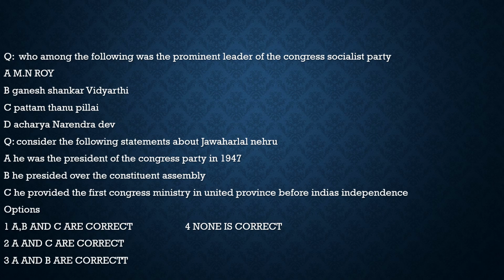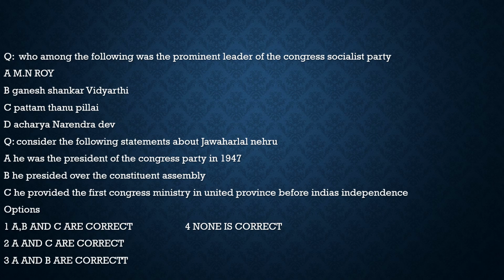Now let's solve it in a more conventional manner. The first part of this question says he was the president of the Congress Party in 1947. It is totally incorrect, as it was Acharya J.B. Kripalani who was the president in 1947. So statement 1 is incorrect. Coming to statement B, it says he presided over the Constituent Assembly. No, it was not him, but Dr. Rajendra Prasad who presided over the Constituent Assembly. So statement B is also incorrect.